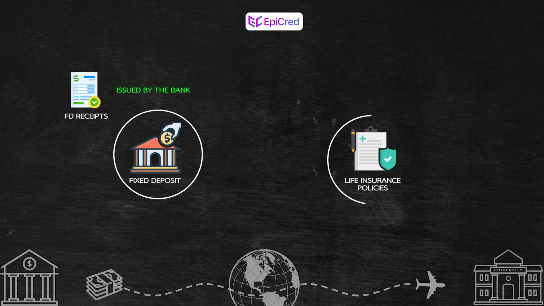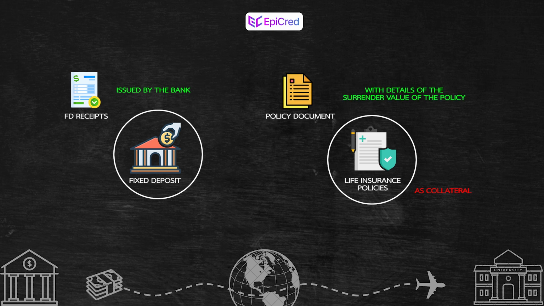If you are using the life insurance as collateral, you'll need to provide the policy document with the details of the surrender value of the policy. Now, if you are planning to study abroad, the documentation process becomes more comprehensive. Here is a detailed list of documents you'll need for an education loan when studying abroad.